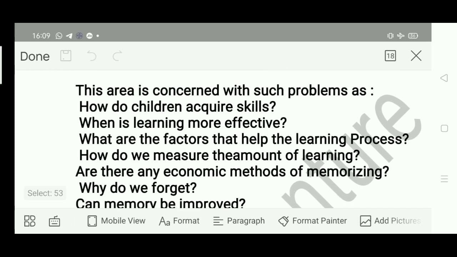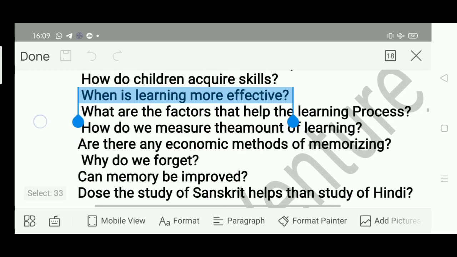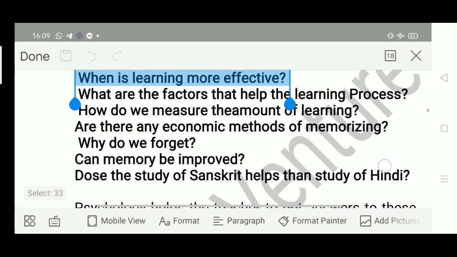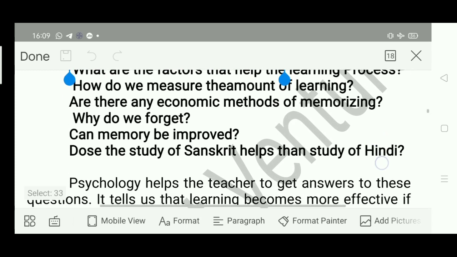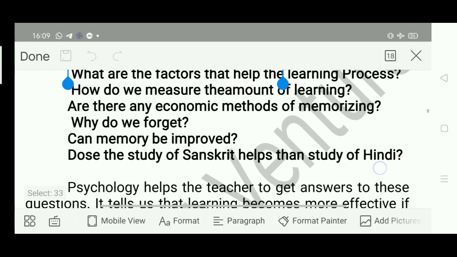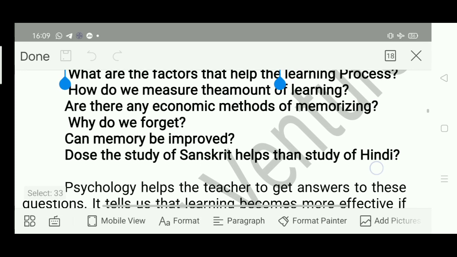Just like this area is concerned with such a problem: how do children acquire skills? How do they learn? When is learning more effective? Means under what condition will your learning process be easier and effective? What are the factors that help the learning processes? What are the helping hands? And how do we measure the attainment of learning? Means the amount of learning, how we can understand and evaluate how much has been understood by the student and what problems they are facing.